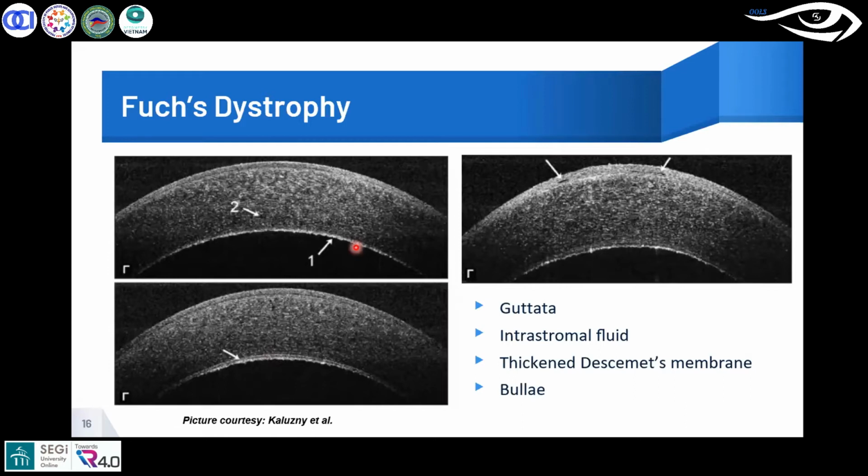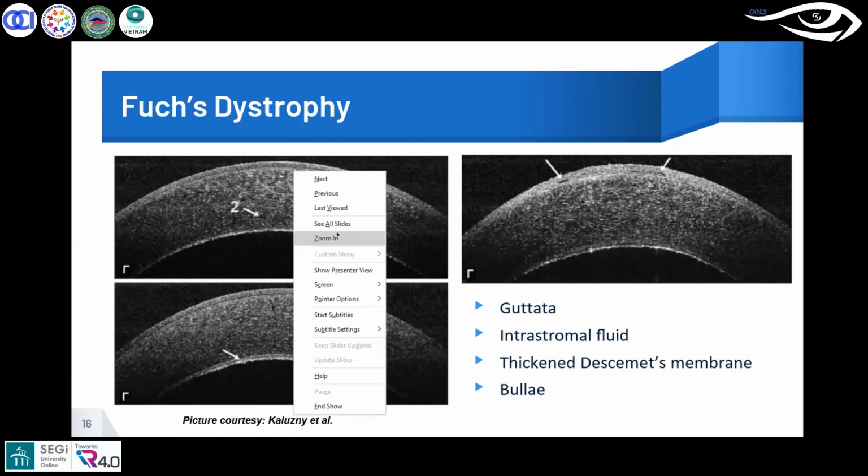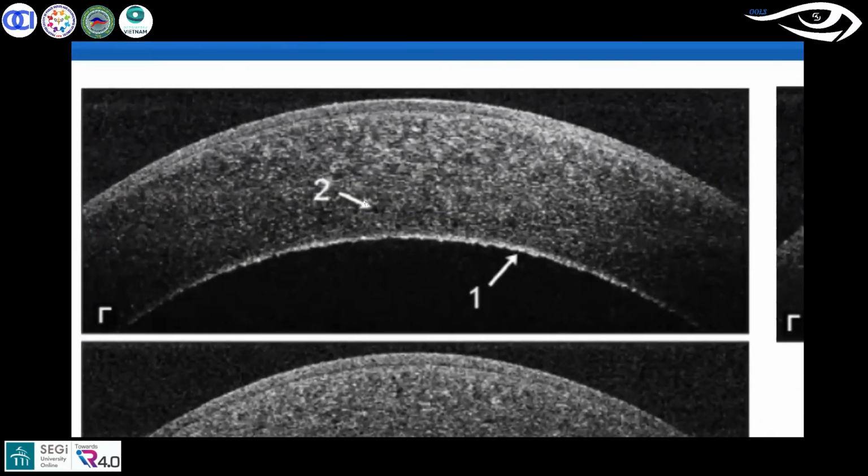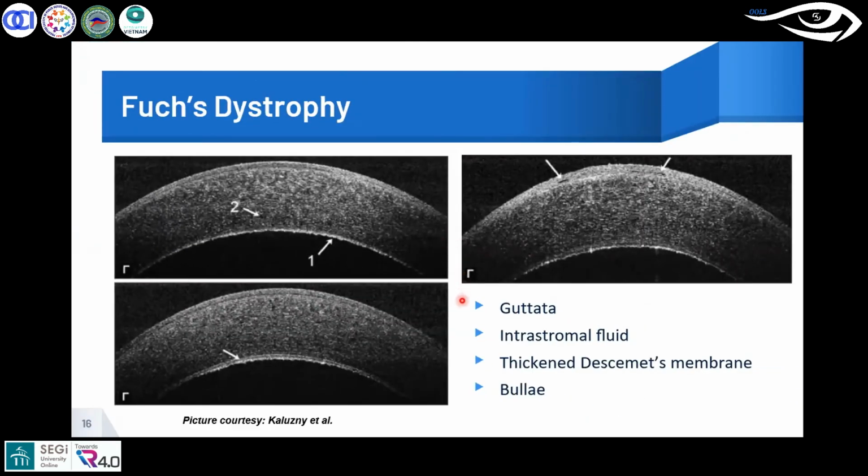And you also have some intrastromal fluid which is present. So here you have the small locations which appear as a gap. So these are actually intrastromal fluids which are present in case of dystrophy cornea. Next, we have thickened Descemet's membrane, which is also a sign which could be present in case of a dystrophy.